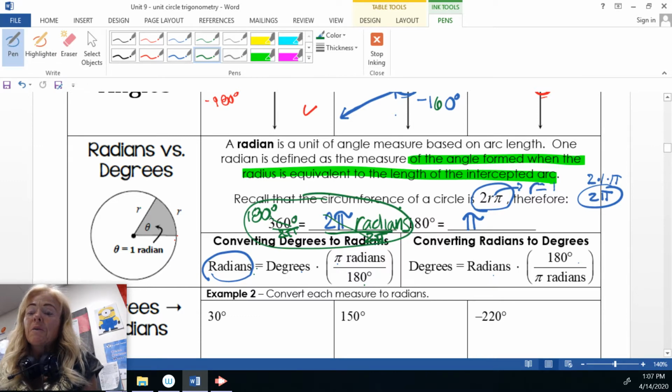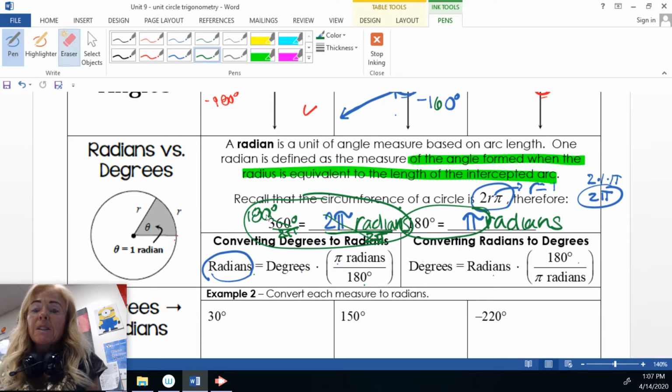You just are going to solve for radians. And based on this formula, we're going to solve for degrees. So if I have degrees, then it's pi radians divided by, or times by 180. So anyway, that's how we're going to convert.